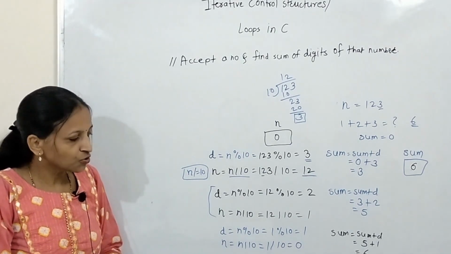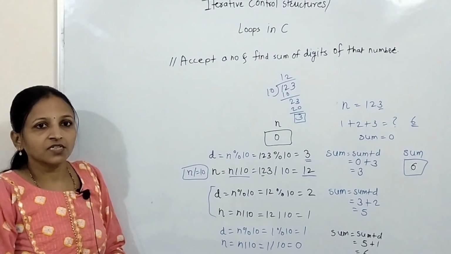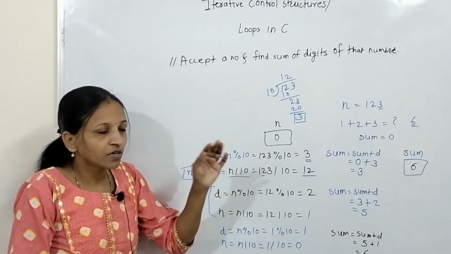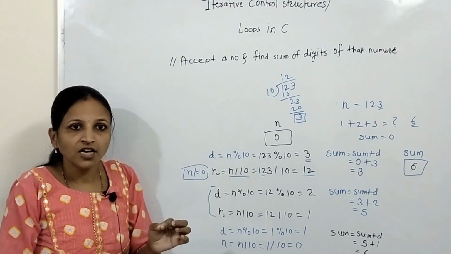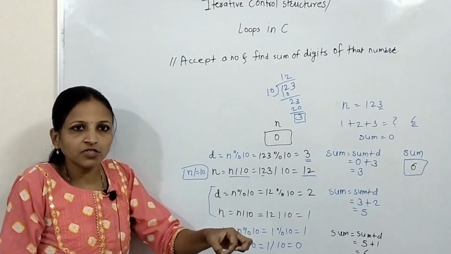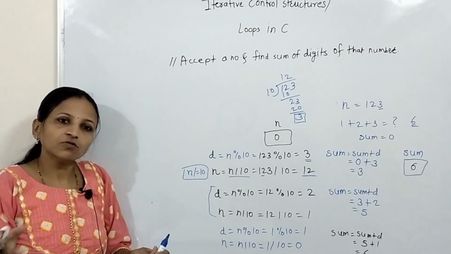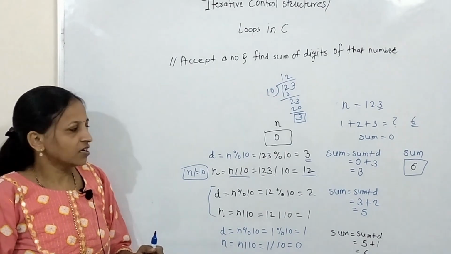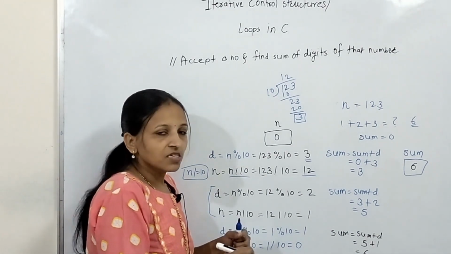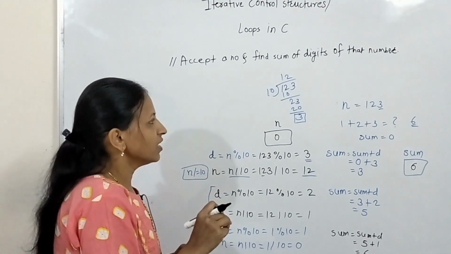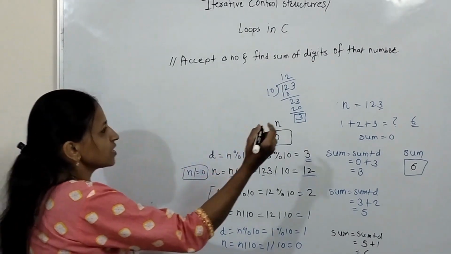In that case, we should know some stopping condition, like here n will become 0 at the end. Whenever n becomes 0, we have to stop, and according to that we can place the condition here. Now see what are the steps to be repeated, that I will write here. See the steps like this.